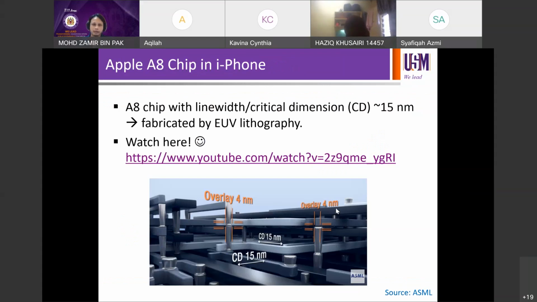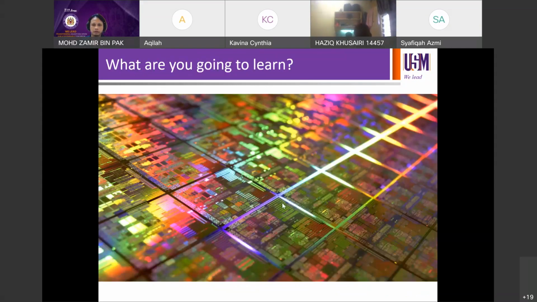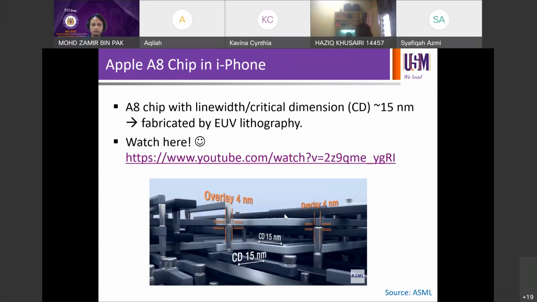One example: if you look into the Apple A8 chip in the iPhone, the line width, meaning the width of the line, we're going to see later in the YouTube video. If you zoom into this, if you go inside, you're going to come down to the basic building blocks, a basic building block. Like a building, if you walk, I explained this in our last course.